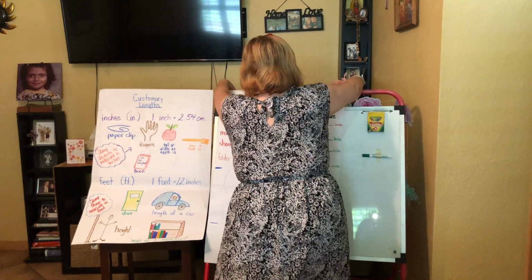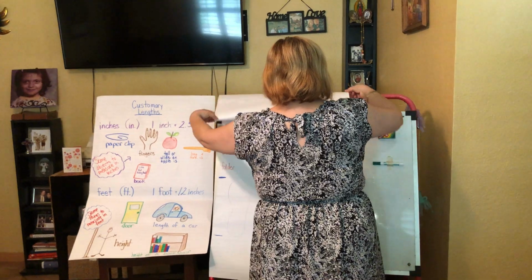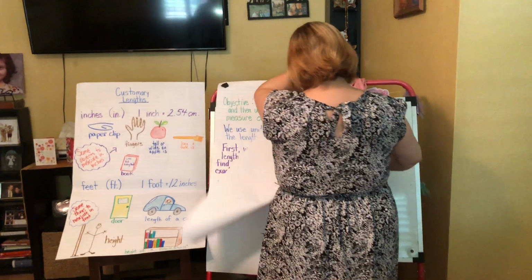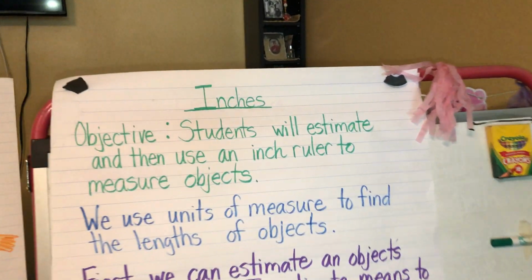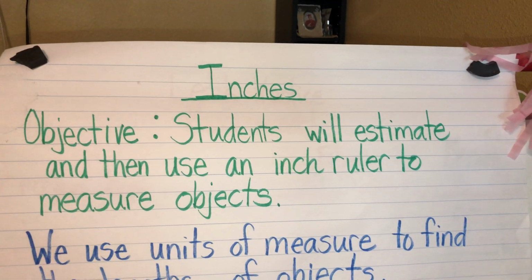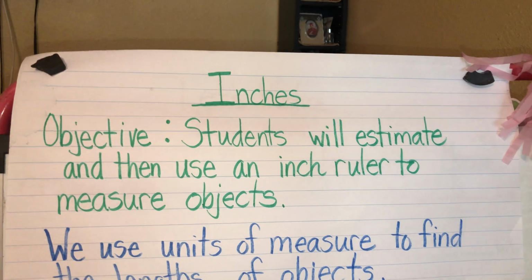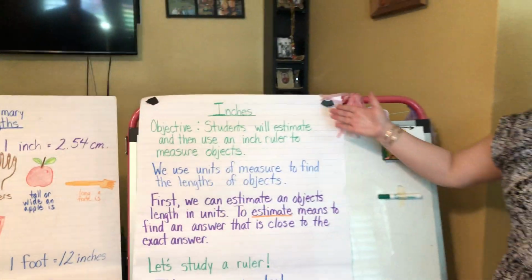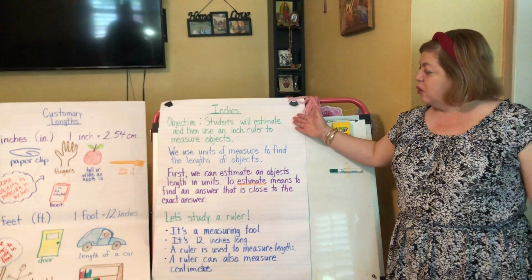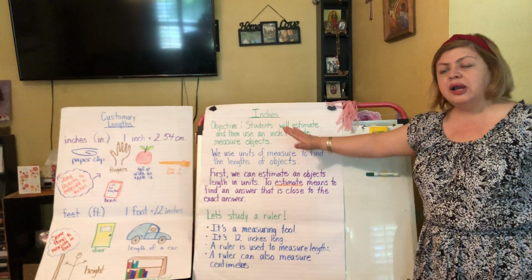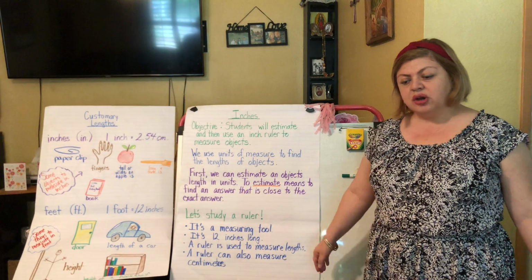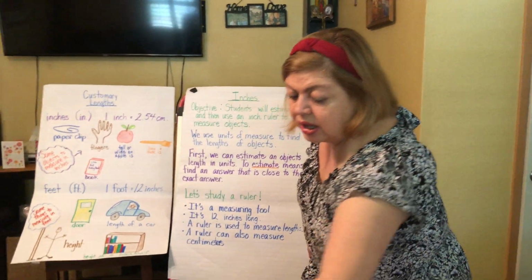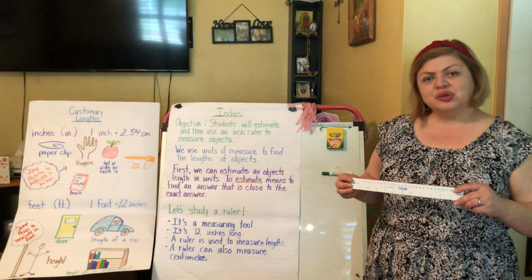And before I wrap this up, I do want to go back and look at our objective really quickly. So remember our objective, boys and girls, it says students will estimate and then use an inch ruler to measure objects. We did that together. We talked about estimating. We talked about the ruler. We talked about inches on the ruler. And now it's your turn to take your ruler and practice measuring.